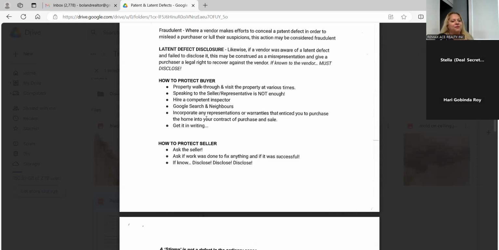So incorporate any representations or warranties that enticed you to purchase the home into your contract of purchase and sale. So if somebody says, "Oh no, we just did a brand new basement, it's not flooding anymore," like I said, we can incorporate that into our agreement of purchase and sale.